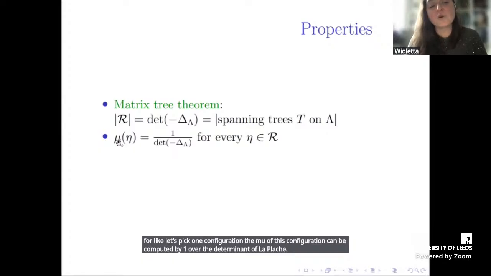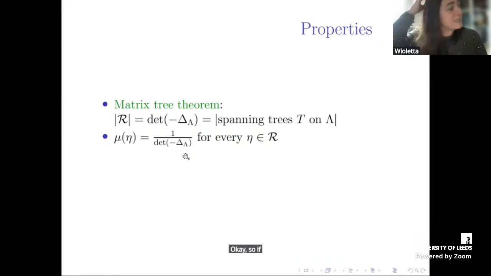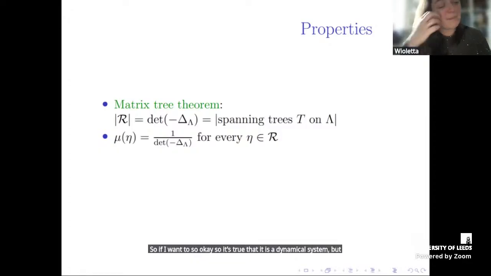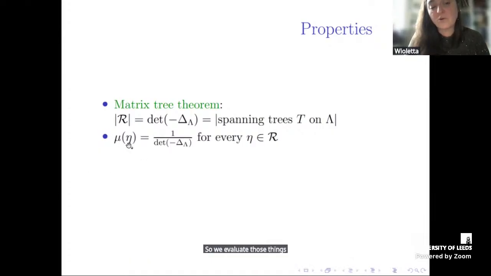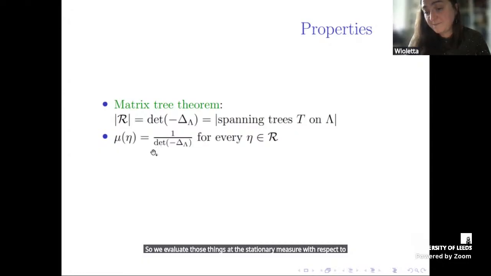It's true that it is a dynamical system, but if you want to describe avalanches and all kinds of observables, we always put ourselves at stationarity. So we evaluate those things at the stationary measure with respect to this quantity.